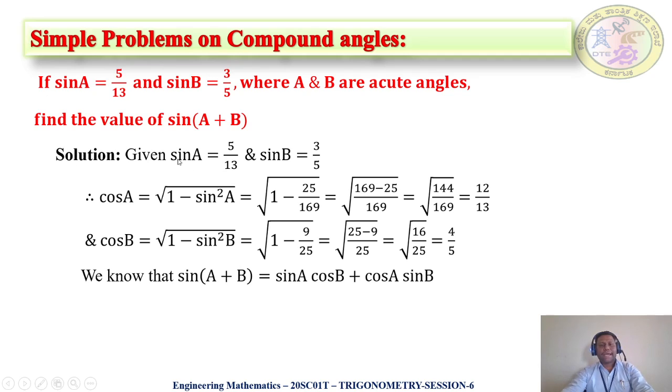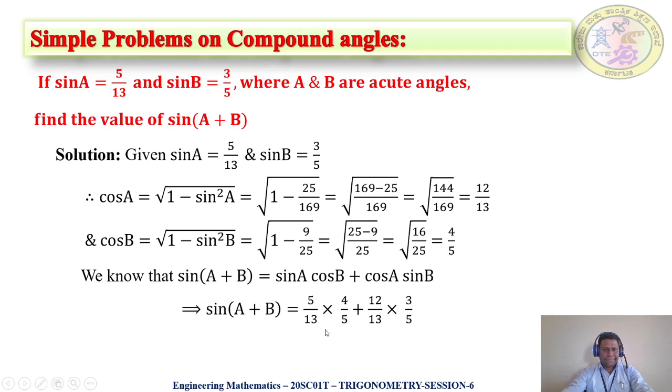Now we have to find the value of sin of A plus B. We know that sin of A plus B is sin A cos B plus cos A sin B. That is the formula we have known, that is the addition formula. Here sin A is 5 by 13, cos B is 4 by 5, cos A is 12 by 13 and sin B is 3 by 5. Just substitute the values: sin A is 5 by 13, cos B is 4 by 5, cos A is 12 by 13, sin B is 3 by 5.